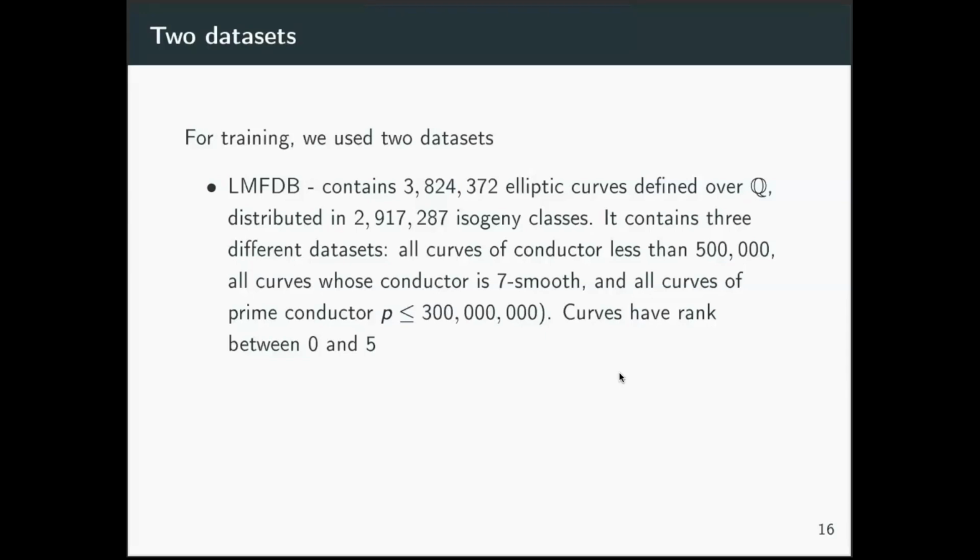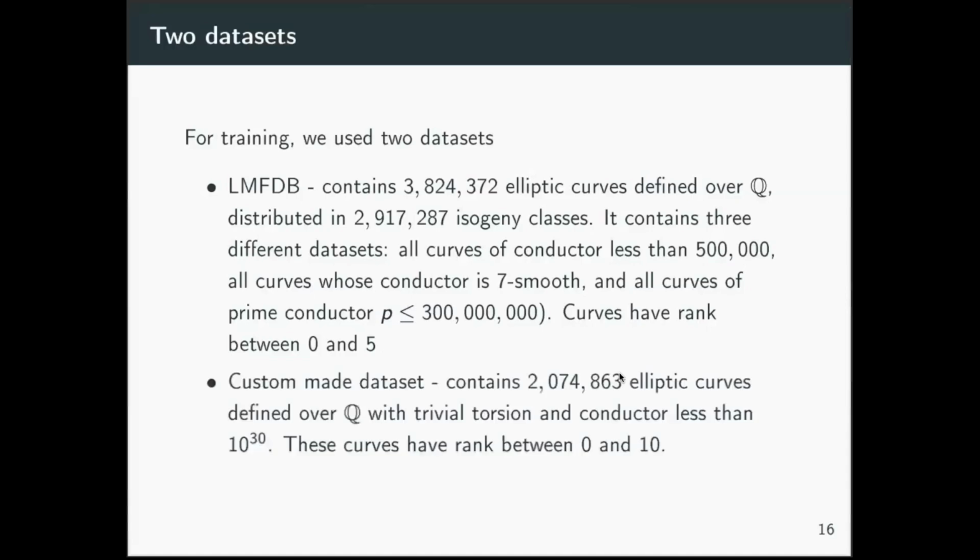It's also important to note here that LMFDB is really the union of 3 databases. The first consists of all curves of conductor less than 500,000, then all curves whose conductor is 7-smooth, and all curves of prime conductor less than 300 million. These curves have rank between 0 and 5, and there are only 19 curves of rank 5. The problem with this data set is that the conductors are small. So all our classifiers were working very well here.